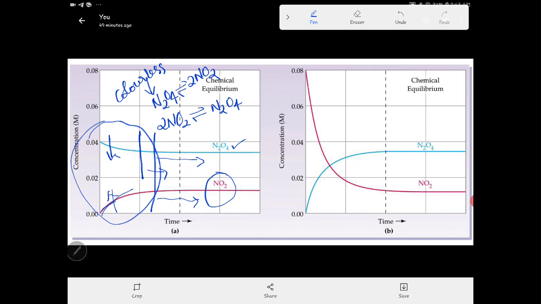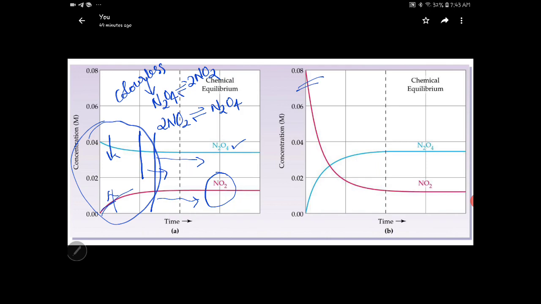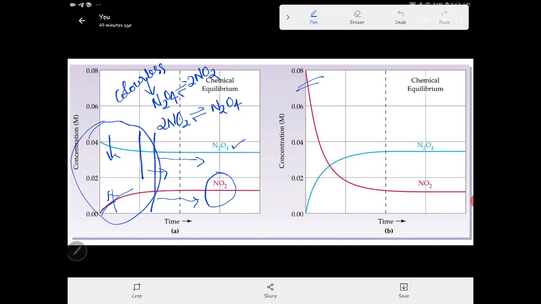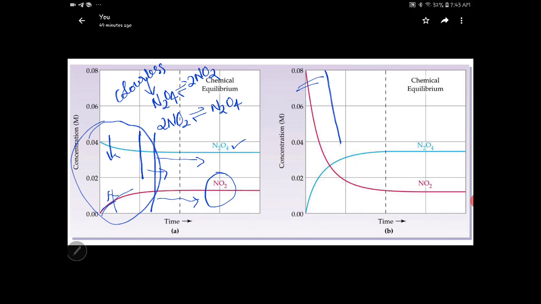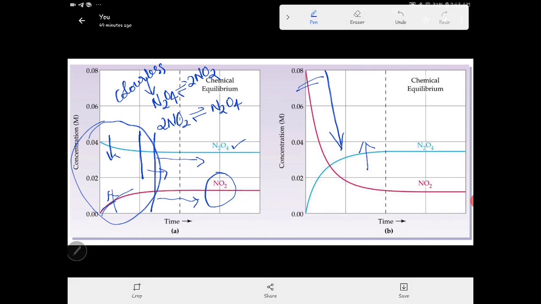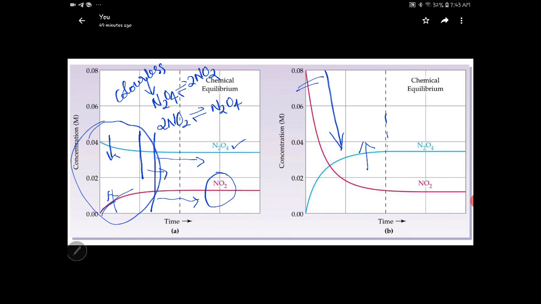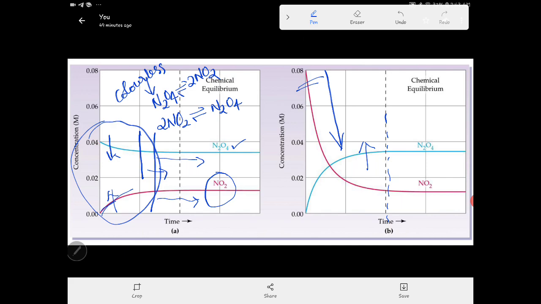That's what it means. So here we have taken the same reaction, but here we have taken NO2 initially. NO2 is the starting reagent and the reaction started. You could see that the molar concentration of NO2 is getting decreased and the molar concentration of N2O4 is getting increased. After some time, see this line, it becomes constant, where the molar concentration of N2O4 or the molar concentration of NO2 is not getting changed.